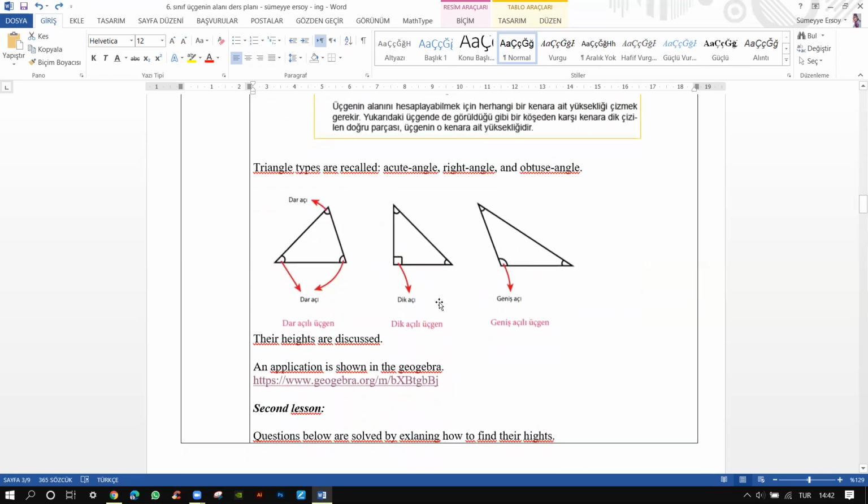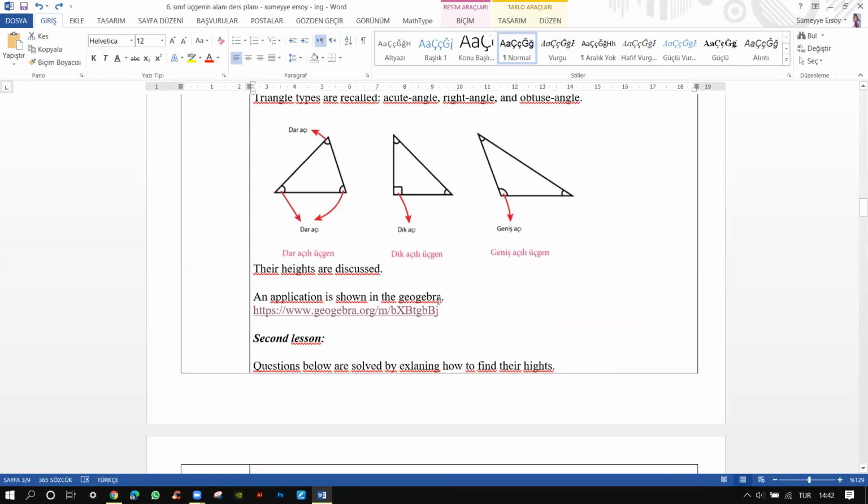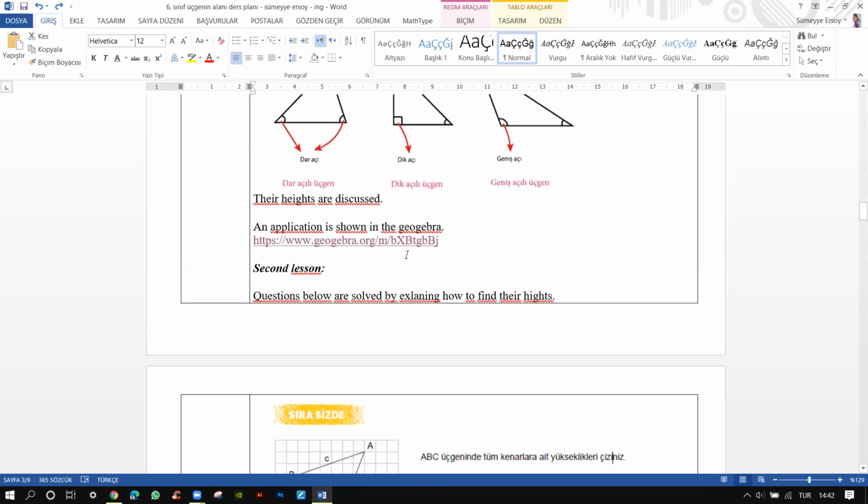And then students can find the heights of triangles. For that, they should remember its types, which are acute angle, right angle, and obtuse angle. Before showing their heights, we should discuss it with students. How can we find heights? After that, I show again a demonstration in GeoGebra, so that they can see how to find their heights.